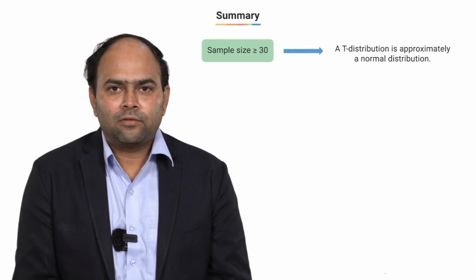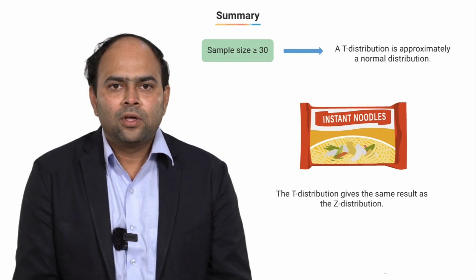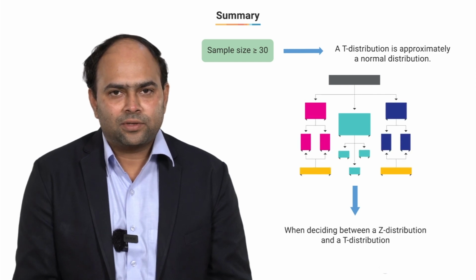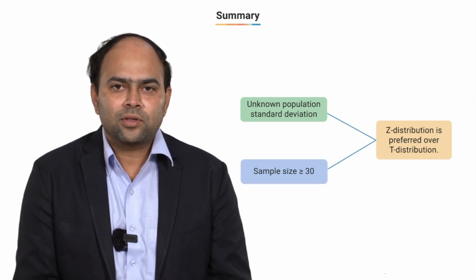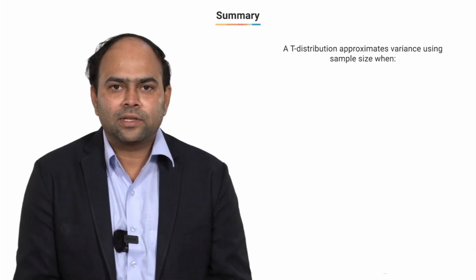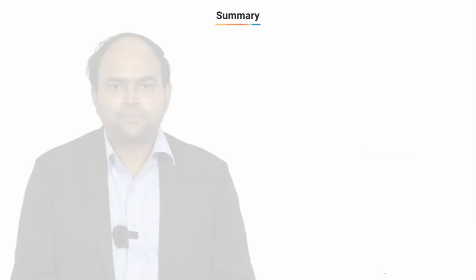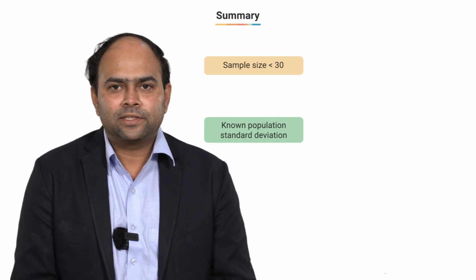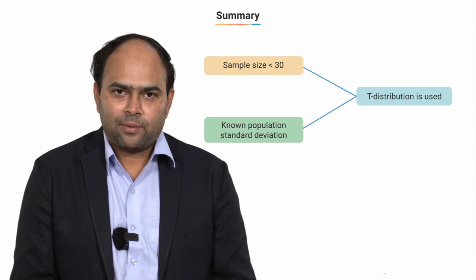Which is why, if you tried solving the noodles problem using the t-distribution, you would get the same result as you got with the z-distribution. So going forward, you can use this flowchart for deciding between the z and t-distribution. If the population standard deviation is unknown and the sample size is greater than or equal to 30, then the z-distribution is preferred over the t-distribution. This is so because the t-distribution approximates the variance using the sample size, as you saw when we increase the degrees of freedom, but this is not the case with the z-distribution. However, if the sample size is less than 30, then even if the population standard deviation is known, it is best to use the t-test as it is ideally suited to dealing with a small sample.